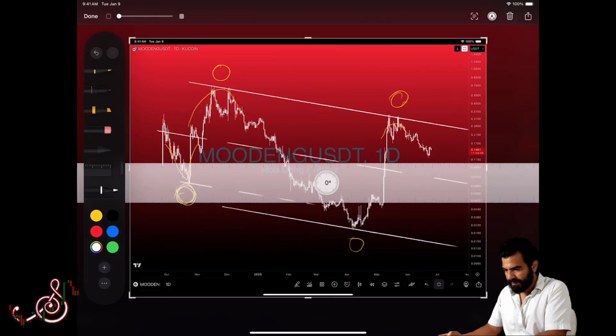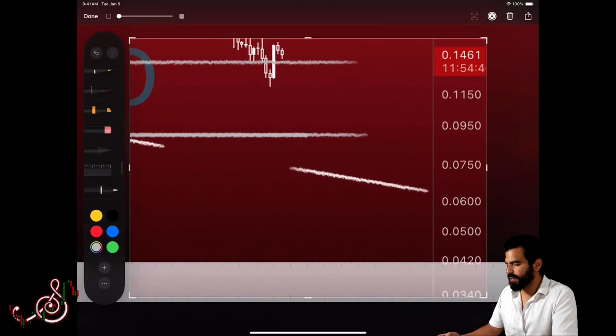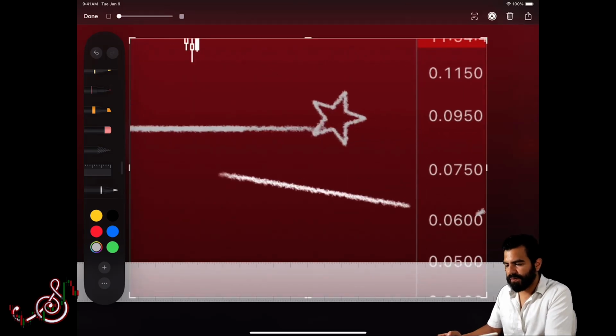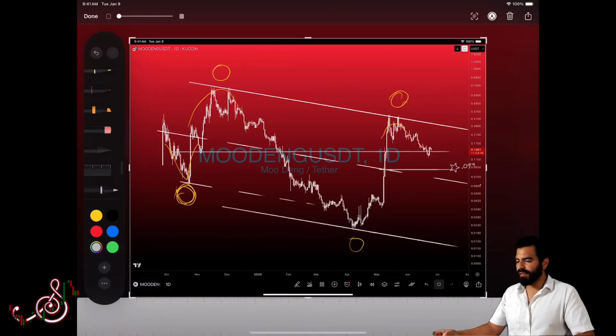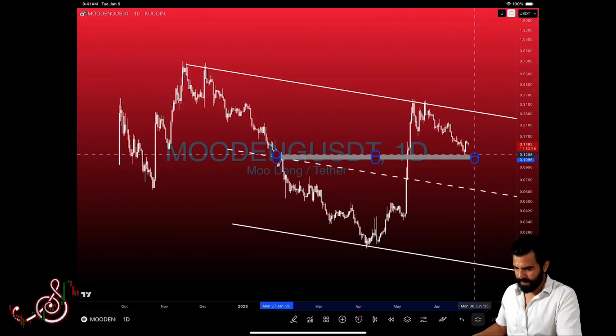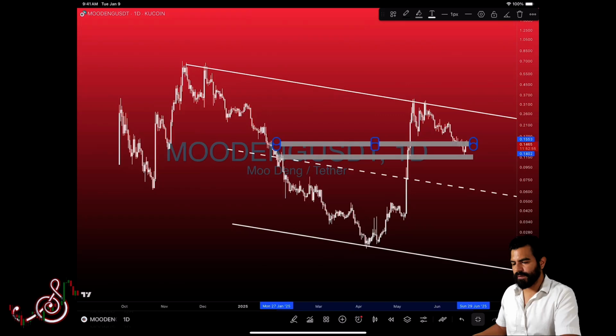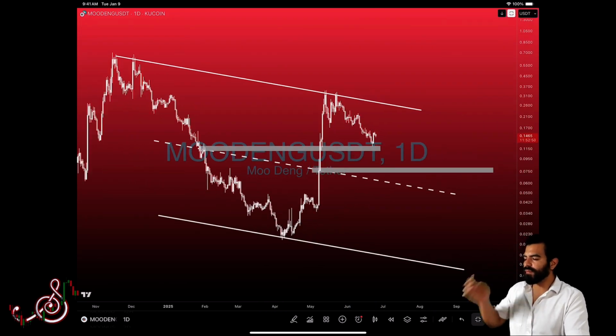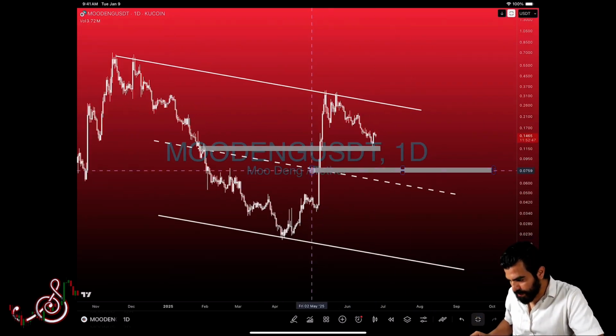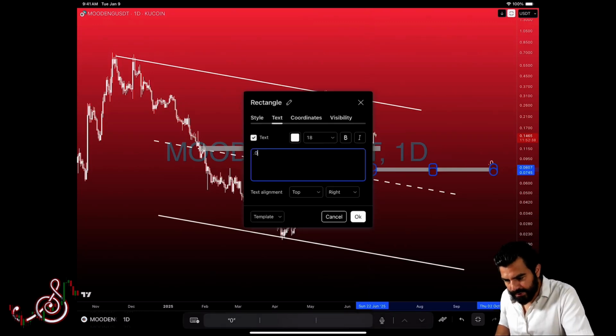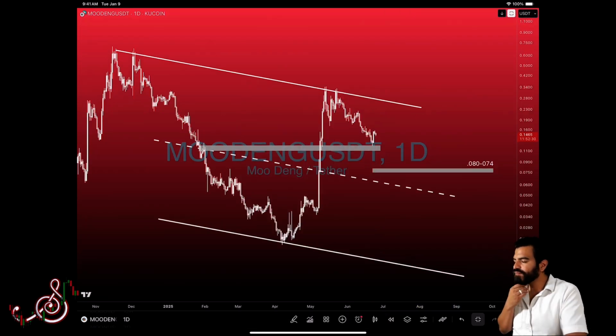I'm going to draw step-ups. Okay, this is going to be an area I'm going to be looking at. What price is this? About 9.4? Somewhere around 9.4. 0.94. I want to do target system. Okay, so this is probably a support right now. Based on that, I'm going to be paying attention. 0.08. Sorry, 0.08. 0 to 0.074. That's going to be the step up.